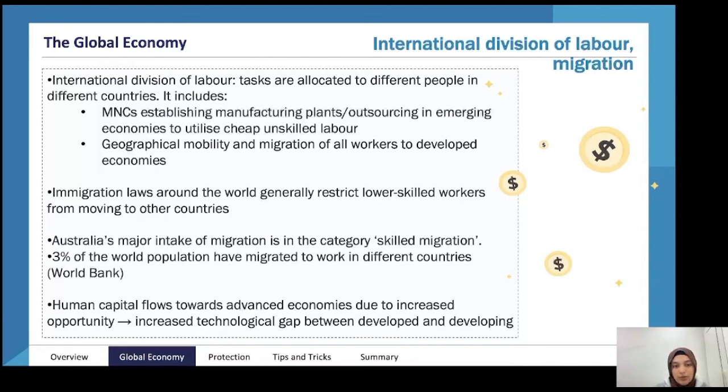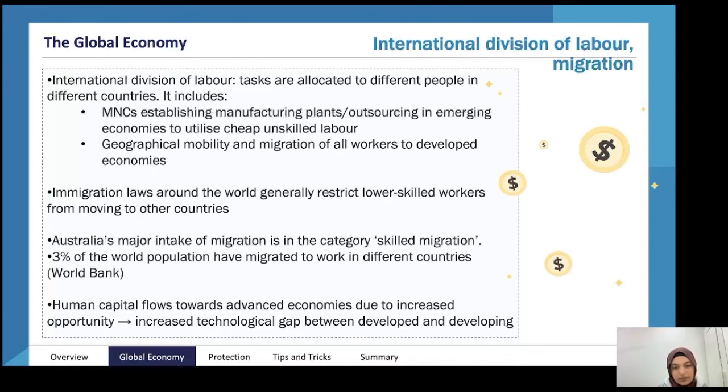And then geographical mobility, so the ability to move to different countries, and migration of workers to developed economies. In terms of immigration laws around the world, generally they restrict lower skilled workers from moving to other countries. So that's something to note down, that that can be a potential deterrent of achieving, I guess, maximum globalization.